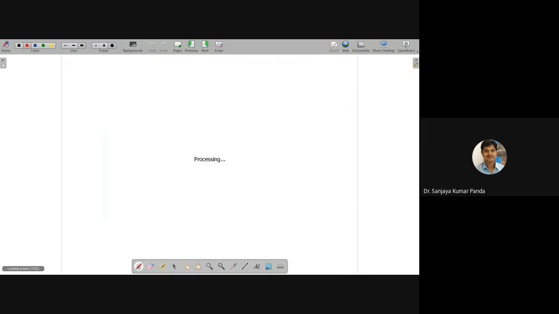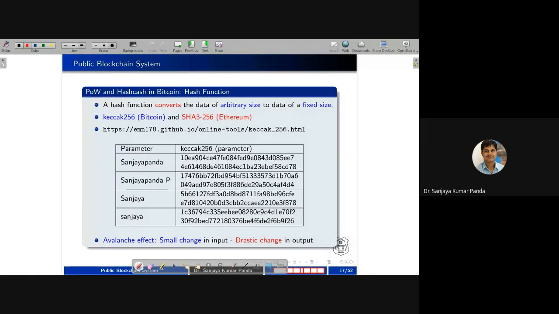So now what we are going to do, if you go for a hash function, as you know, in the previous lecture also I told you, you can use different cryptographic hash functions. Like in the Bitcoin case, we use SHA-256. In the Ethereum case, we are using Keccak-256. What these cryptographic hash functions are doing is they actually convert data of arbitrary size to data of a fixed size.